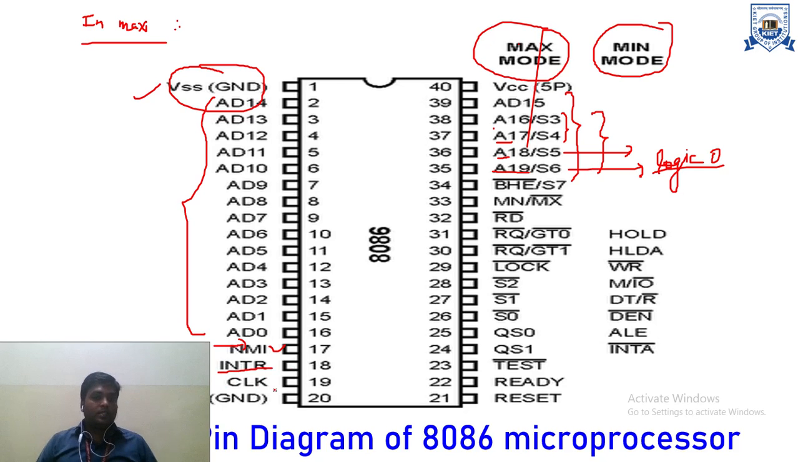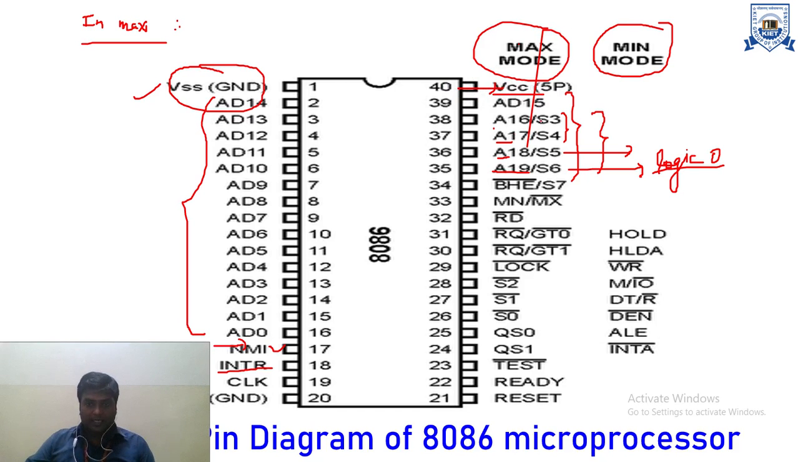Then CLK, that is the clock signal. The clock pulse is used to synchronize the internal components of the 8086 microprocessor. These component synchronizations are performed using the clock pulse. Then we have the VSS ground signal; again, this pin is used to perform grounding. VCC means power supply, so the 40th pin is used to provide the power supply.